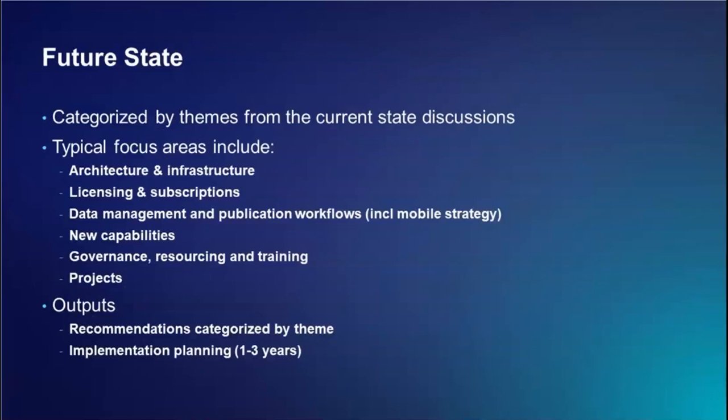So when we look at a future state, typically we pull out the themes that come out of the current state discussion. So what are the major themes that are of interest to an organization? In your case, it could be mobile, it could be architecture. You may need to consider licensing. Might be a lot of attention that needs to be paid to data management and your publication workflows.